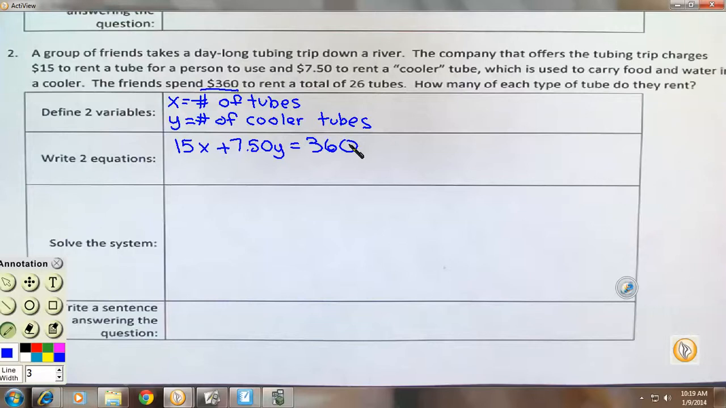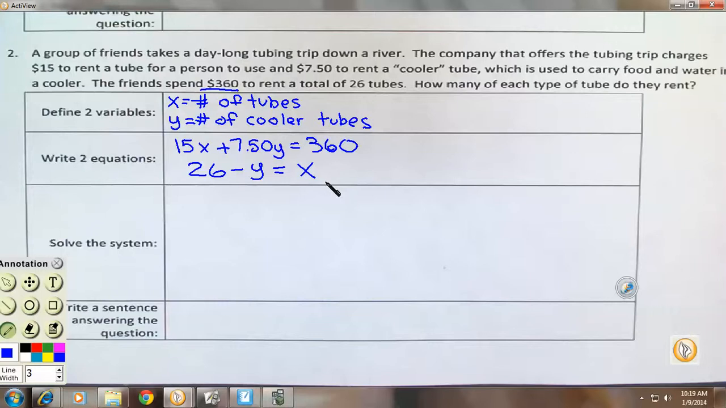So if you have 26 tubes, and you take away the number of cooler tubes, that'll give you the number of regular tubes. Good thinking. That would work. Let's write that down. Taylor was thinking 26 tubes minus the number of cooler tubes equals the number of regular tubes. I would take that equation. Is there another way you could have thought about that second equation?